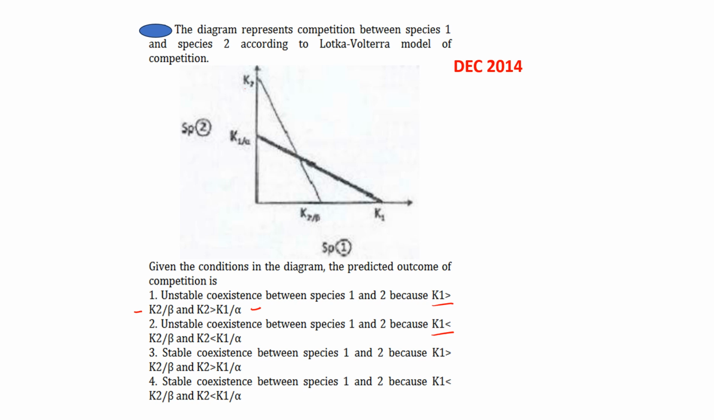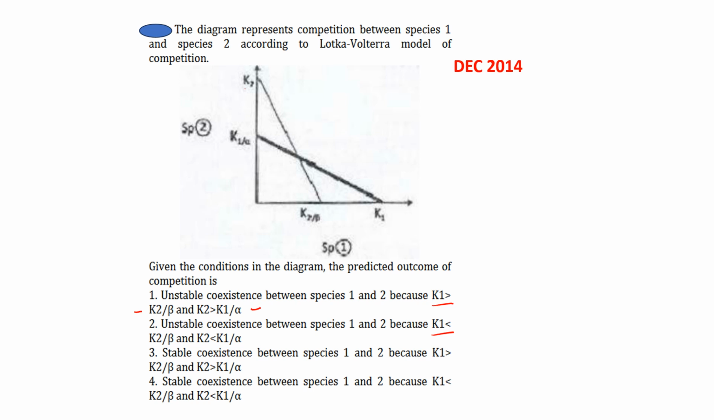Third, stable coexistence between species 1 and species 2 because K1 is greater than K2 upon beta and K2 is greater than K1 upon alpha. And fourth, stable coexistence between species 1 and species 2 because K1 is smaller than K2 upon beta and K2 is smaller than K1 upon alpha.